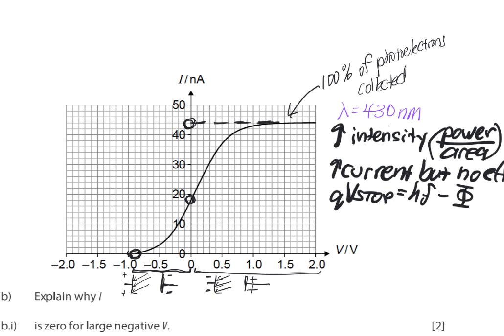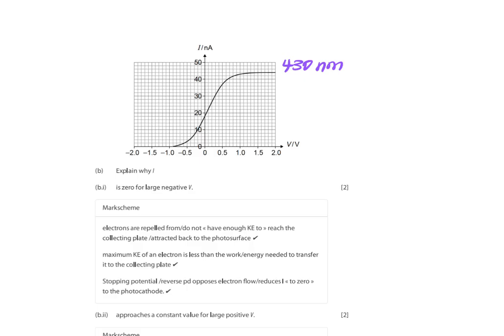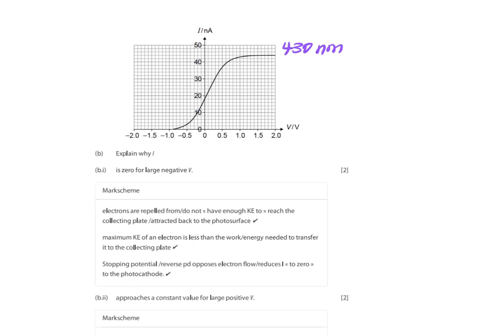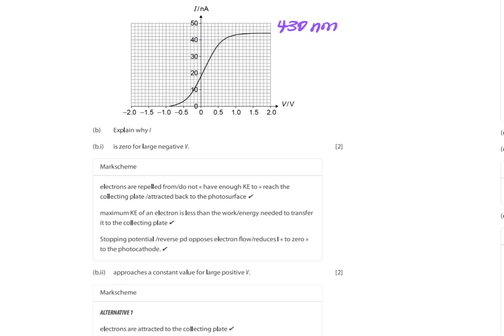I thought that was important, but let's get back to the actual questions. All right, so explain why current is 0 for a large negative V-stop. I kind of already did that in the previous notes. Again, working backwards because that's the way the mark scheme likes to do it. The stopping potential opposes the electron flow, reducing the current to 0 to the photogate.